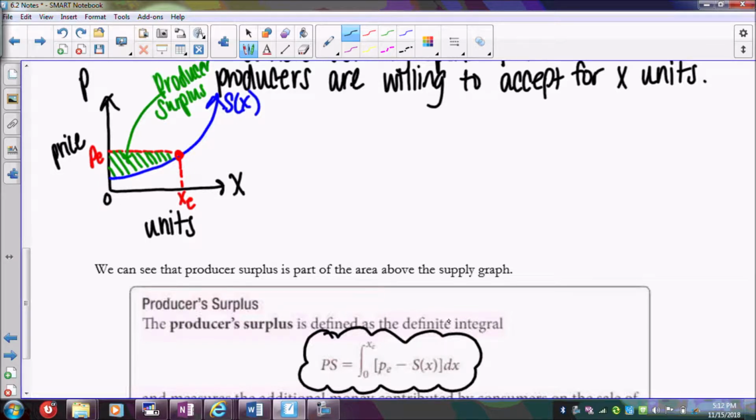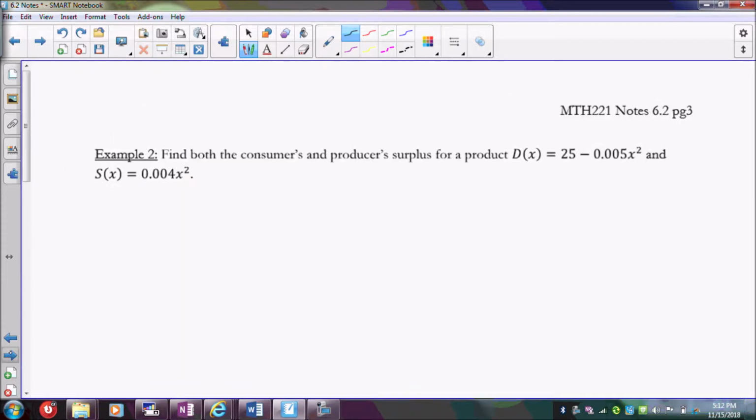Let's go ahead and actually try an example where you see all of these put together. If you go to the next page here, we have an example where we want to find both the consumer and producer surplus for a product where we know the demand function and we know the supply function. Notice it doesn't say anything about our equilibrium point. And both formulas require you to know both the x value and the p value at the equilibrium point. So the first thing you have to do is find x and find p for the equilibrium point.